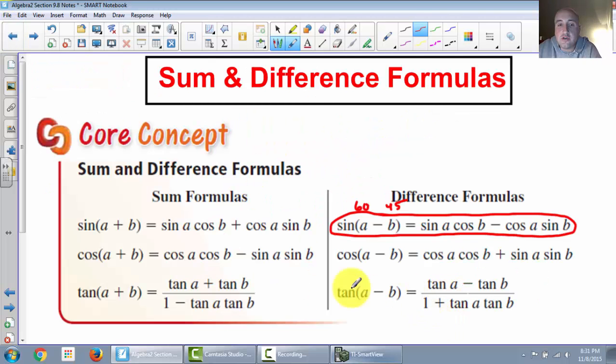I'm going to go back to my chart. What you're going to use, and I'm going to leave this one for you to complete for tomorrow and then we'll go over it in class, is this formula. Then what we're going to do is come up with our exact answer for tangent of A plus B.